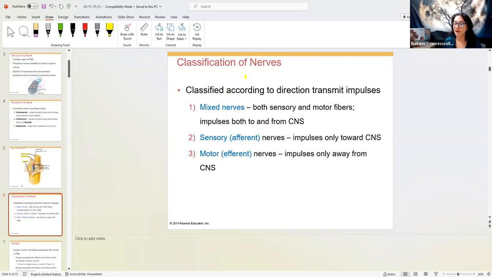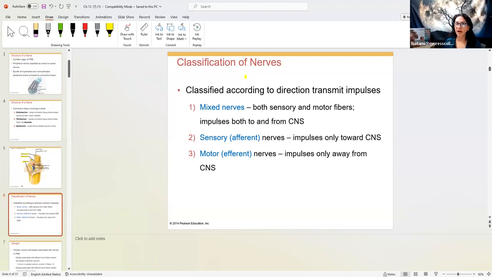Simply, motor nerves carry impulses away from the CNS toward the effectors. They are called motor nerves or efferent nerves. The sensory or afferent nerves carry the signals toward the CNS. And mixed nerves contain both sensory and motor fibers. The best examples of mixed nerves are spinal nerves, and some cranial nerves, like cranial nerve number 10, the vagus nerve, and cranial nerve number 5, the trigeminal nerve. These are examples of mixed nerves.